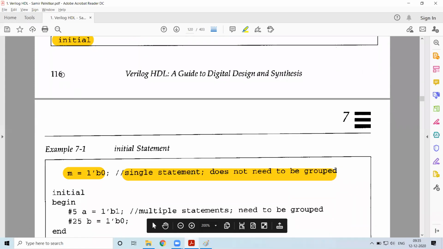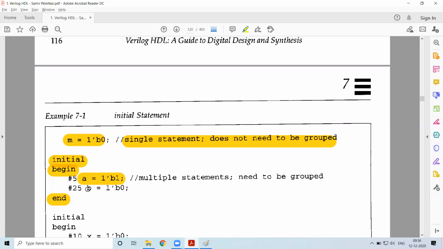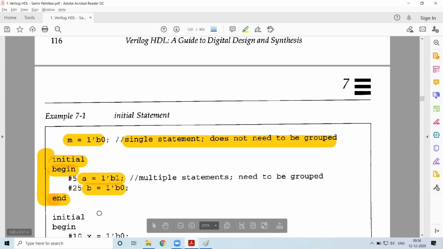Now here we can see that I have another initial block. So this block and this block both start execution at time t equal to 0. That is, at 0 time units, both will start executing. Here you can see the begin and end keywords being used. We have a assigned bit 1 and b assigned bit 0. So there are two statements in this case, and these two statements pertain to this initial block.